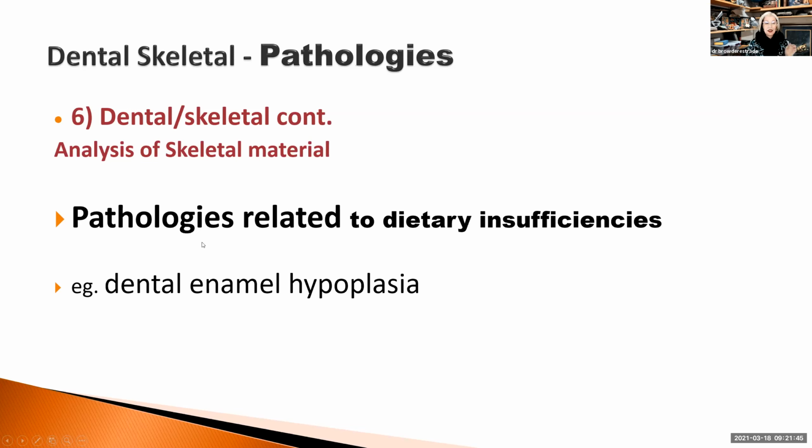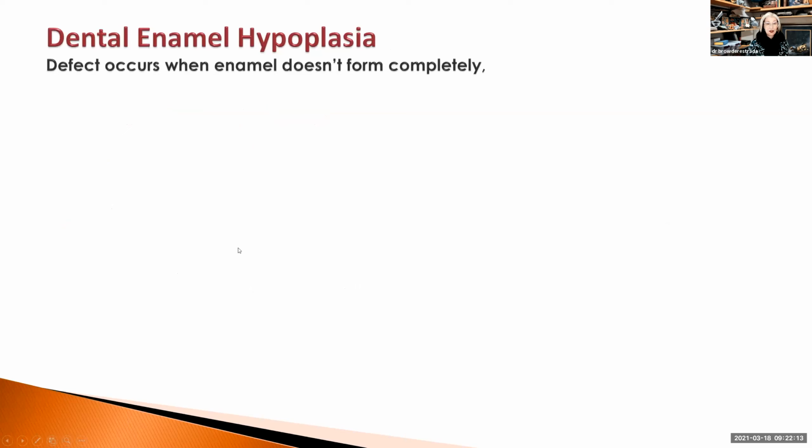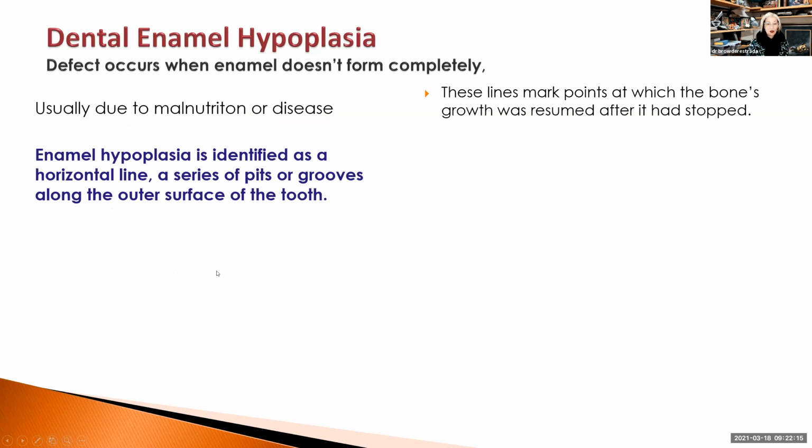And we can see some very easily identifiable ones, for the specialists in osteology, that are related to on and off dietary insufficiency. And we can also see it in dental enamel. Hypo means less, plasia means tissue. So we're going to see that the tissue didn't grow as much as it should have in this example.